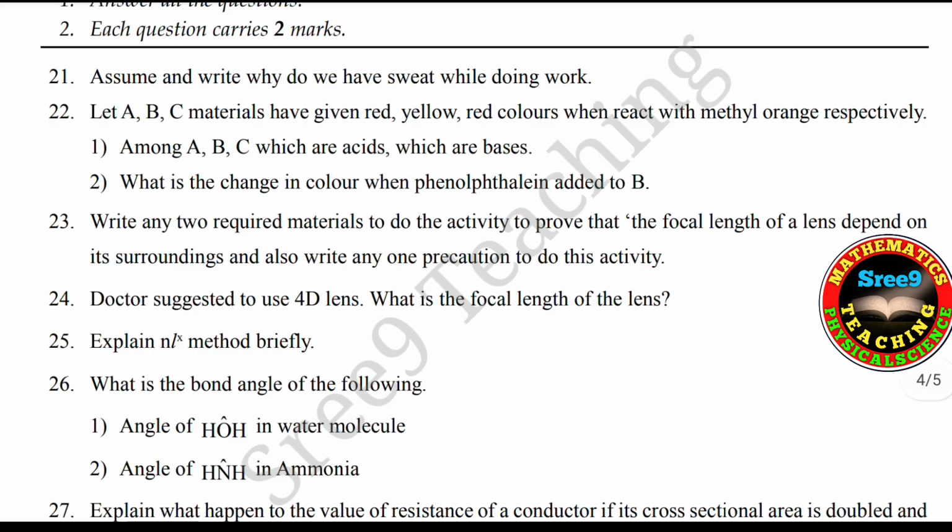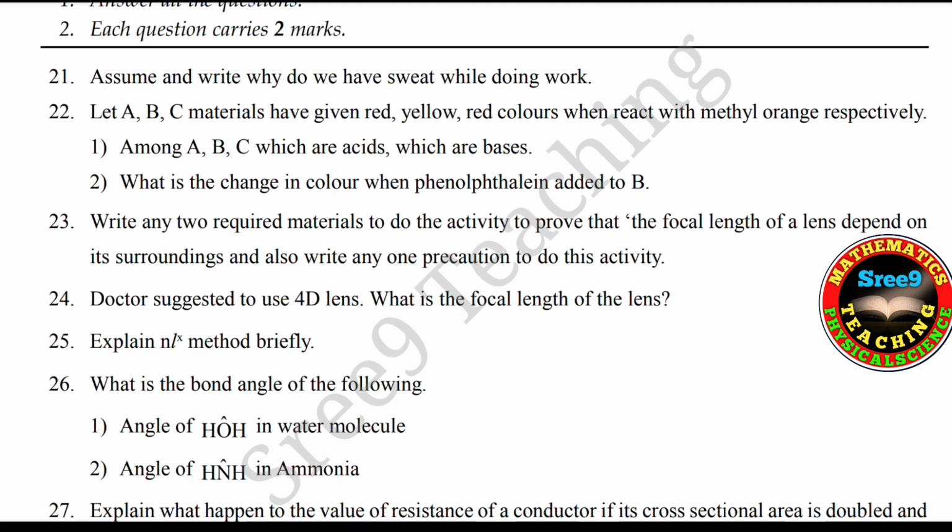Okay, now 22nd question. Let A, B, C materials have given red, yellow, red colors when reacted with methyl orange respectively. Here methyl orange is an indicator which shows different colors with acids and bases, right? But here it is given that the solutions A, B, C gave, first A gave red color, B gave yellow, and C gave red color also. Now the questions. First question, among A, B, C, which are acids and which are bases?